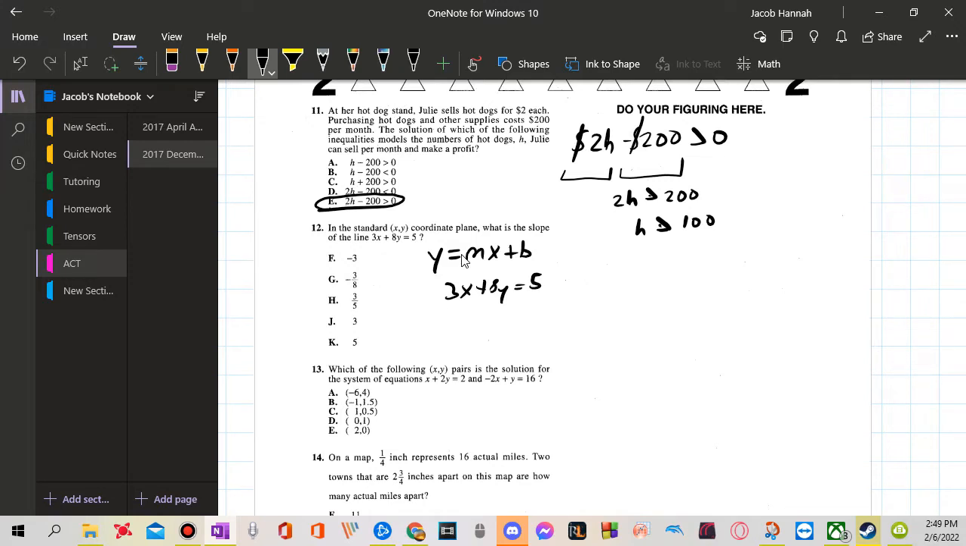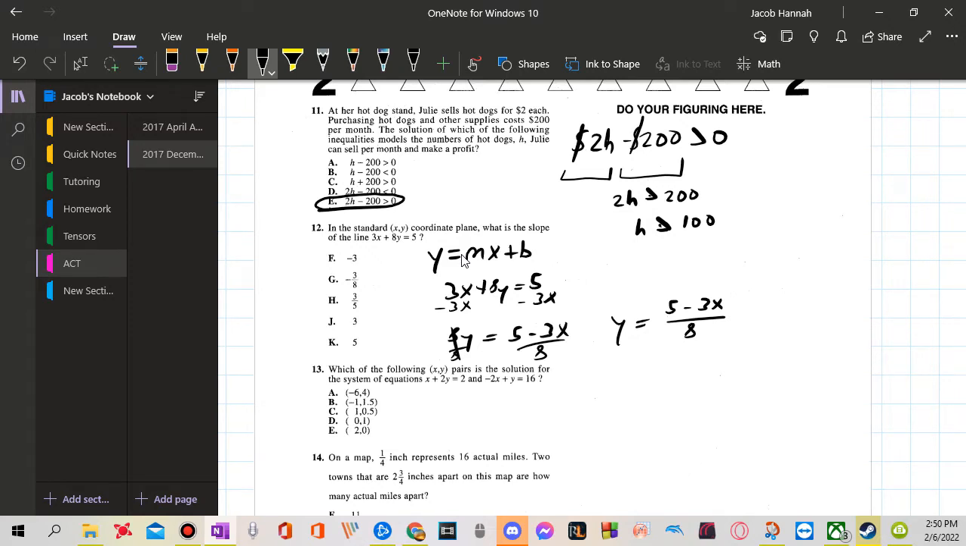So it's minus 3x from each side. Then we have 8y equals 5 minus 3x, divide by 8 on each side. So y equals 5 minus 3x, divided by 8. And the slope is however much is making the x rise. So the slope is whatever number is outside of this x.